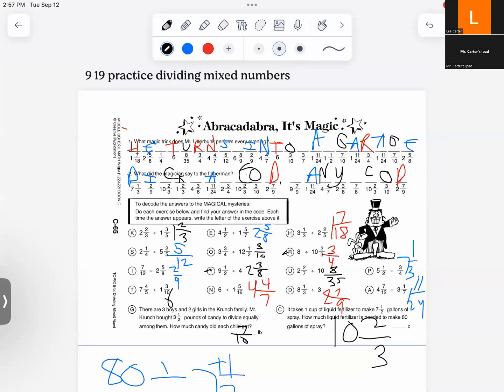So what magic trick does Mr. Utterbuck perform every evening? He turns into a garage. Yeah, I don't quite get that one. All right, and then this one I do get. What did the magician say to the fisherman? Pick a cod, any cod. So like, pick a card, any card, except a cod is a fish.